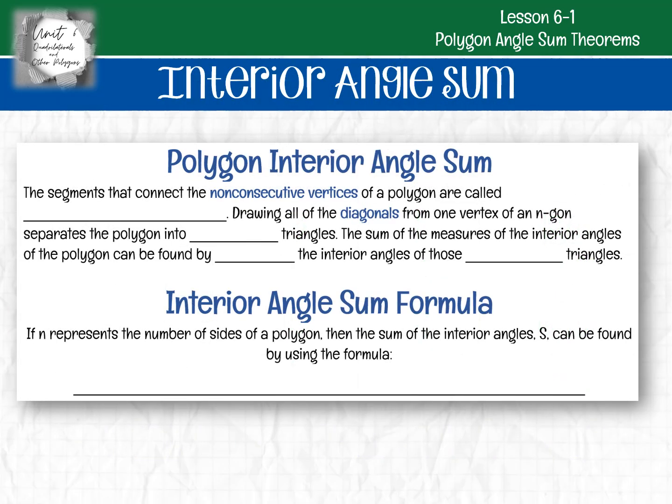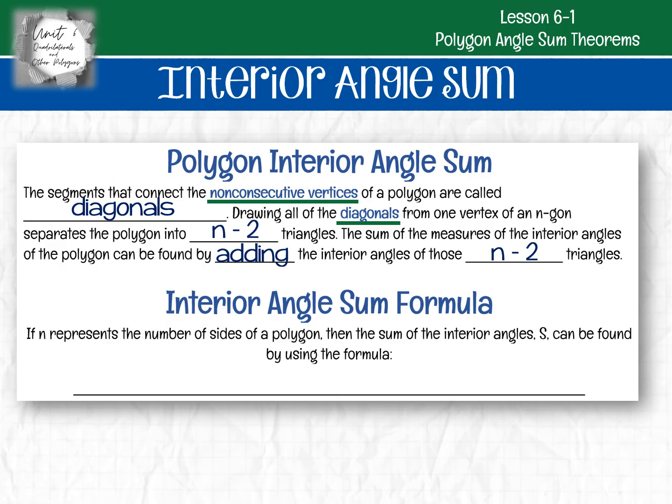So polygon interior angle sum: the segments that connect the non-consecutive vertices of a polygon are called diagonals. That's what we were drawing in that last slide. Drawing all the diagonals from one vertex of an n-gon, that means it has n sides, separates a polygon into n minus 2 triangles. The sum of the measures of the interior angles of the polygon can be found by adding the interior angles of those n minus 2 triangles.